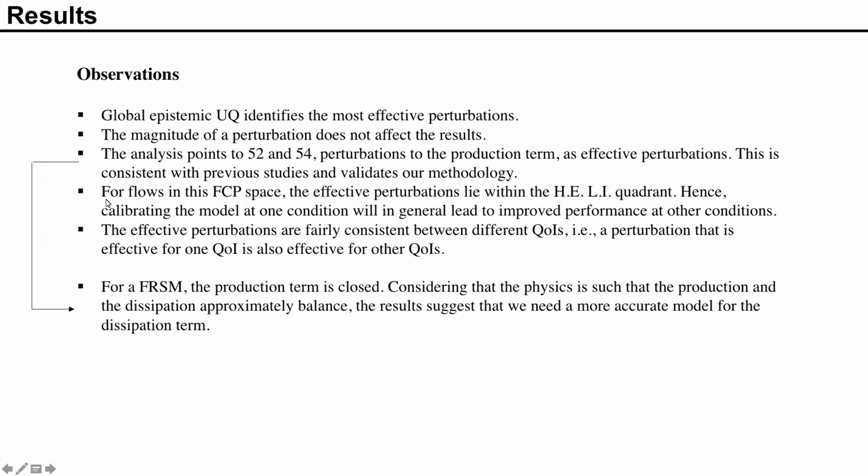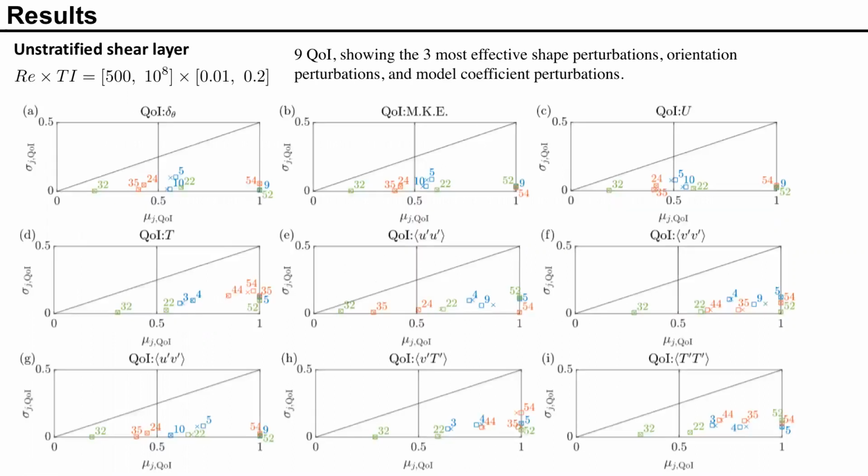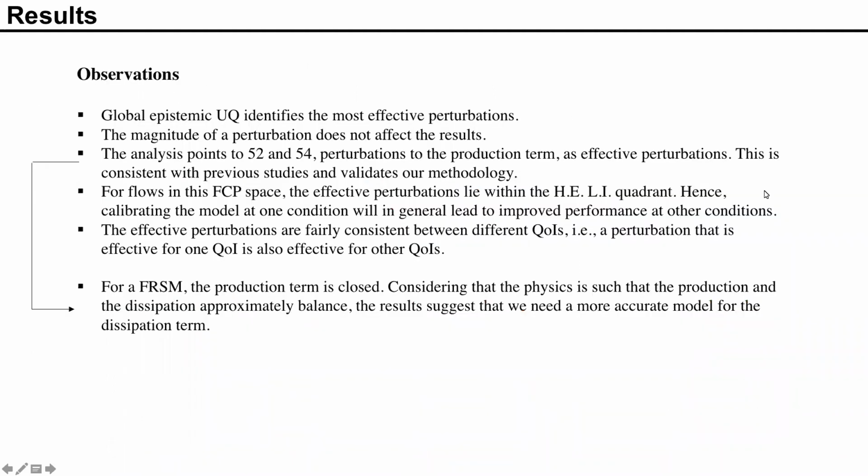And fourth observation, for flows in this flow controlling parameter space, the effective perturbations lie within the high effectiveness and low inconsistency quadrant. So this is quite obvious too. So remember, the low inconsistency quadrant is low in the y-axis. And as you can see, most perturbations are fairly low in the y-axis, meaning they are quite consistent throughout the entire flow controlling parameter space. Hence, calibrating the model at one condition will in general lead to improved performance at other conditions. Now, this is considering one flow quantity of interest.